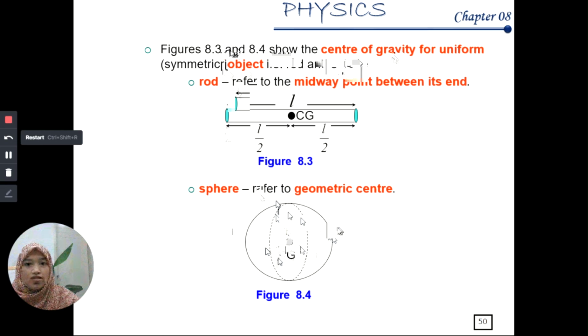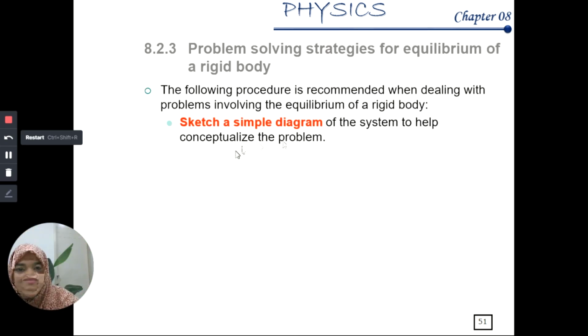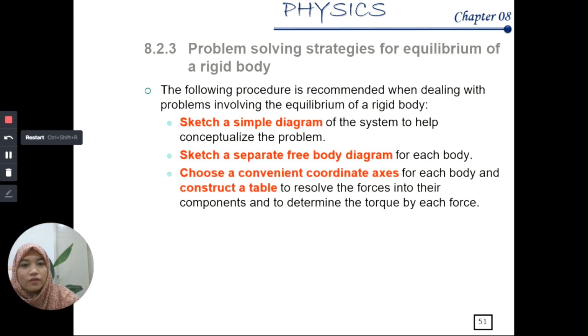Problem solving strategies for equilibrium of a rigid body. Number one, you need to sketch a simple diagram of the system to help conceptualize the problem, and then sketch a separate free body diagram for each body. Normally, you need to sketch one free body diagram for torque and one for force. Then choose a convenient coordinate axis for each body and construct a table to resolve the forces into their components and determine the torque by each force.